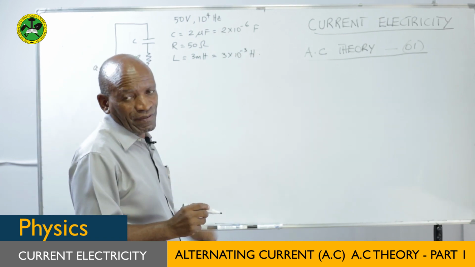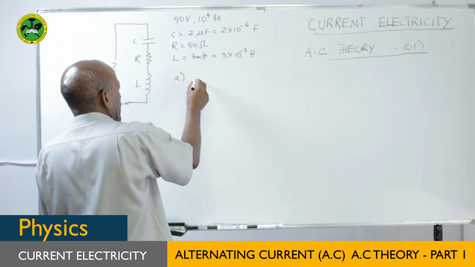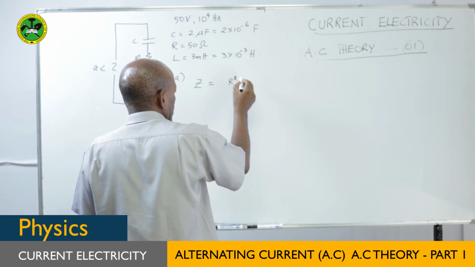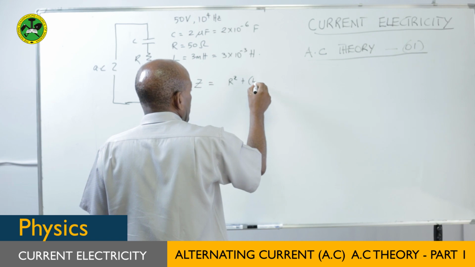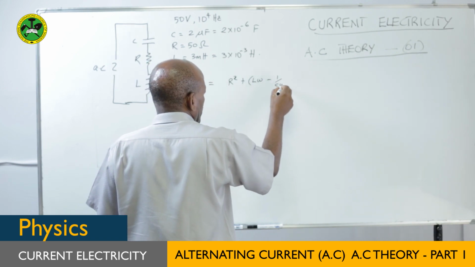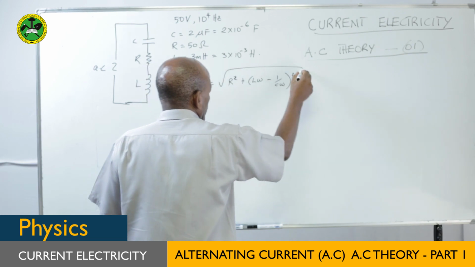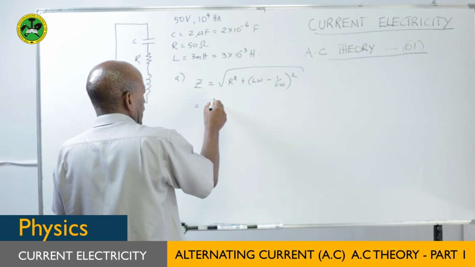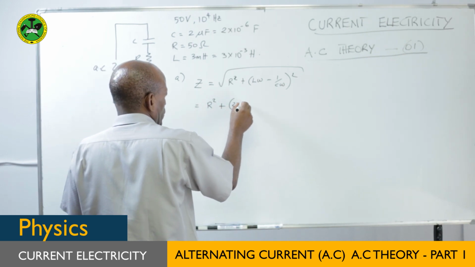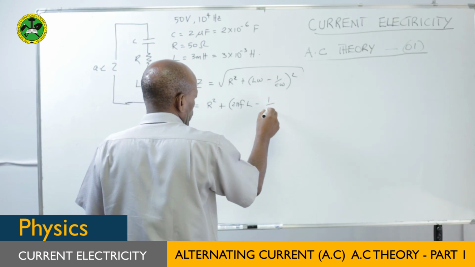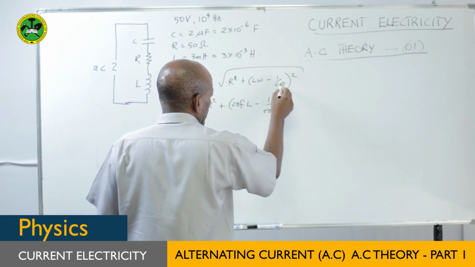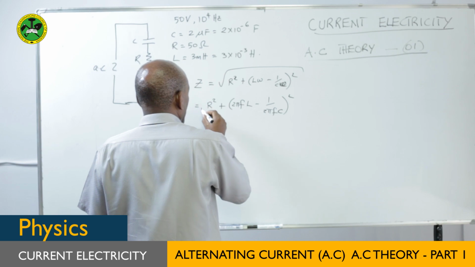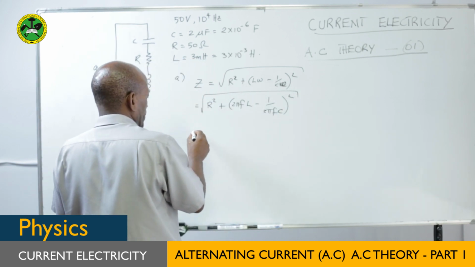So we need to determine the impedance of the circuit for part A. The impedance will be equal to the square root of R squared plus the quantity L omega minus 1 over C omega, the whole of this squared. That is, R squared plus 2 pi F L minus 1 over 2 pi F C, the whole of this squared. So we need to determine the square root of the whole of that.